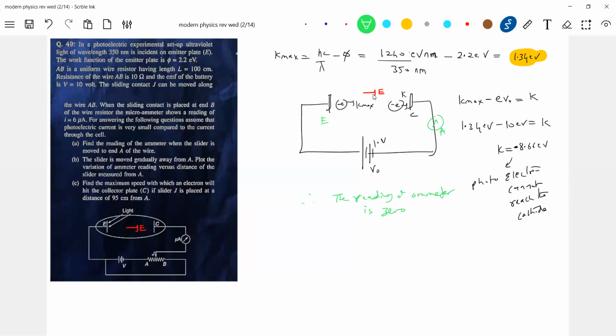She has just brought some idea, nothing else there. Now the slider is moved gradually away from A. Plot the variation of the emitter current reading versus the distance of the slider measured from A. I'm going to slide it away from it. Okay, when will current start flowing?